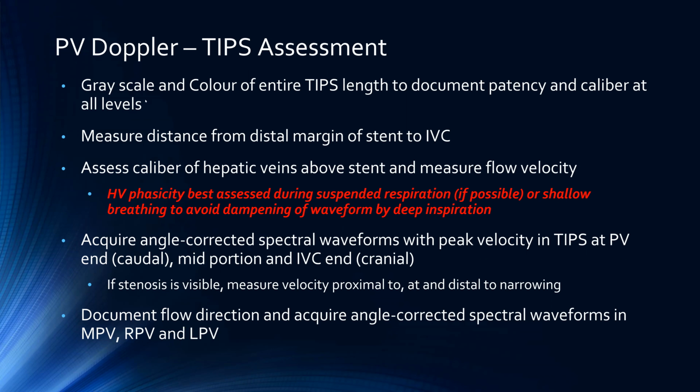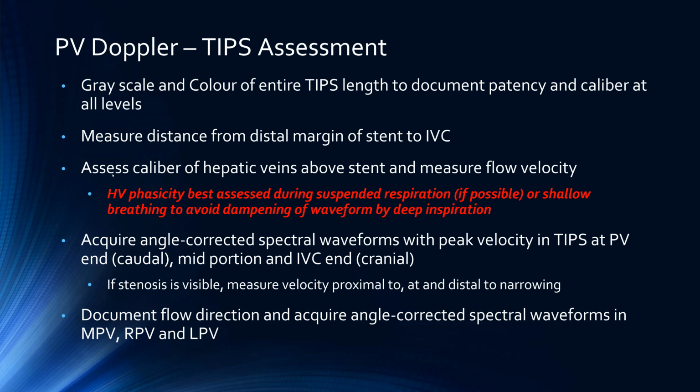Just to go over what we should be doing for those in general terms, that's going to require a grayscale and color Doppler assessment of the entire TIPS length to document patency and caliber at the various levels. The other thing that needs to be done is to measure the distance from the distal margin of the stent to the IVC. Sometimes these stents are placed into the right or very occasionally the left portal vein in terms of the caudal end, and there may be a variable length of the hepatic vein that is preserved from the stent to the IVC that needs to be measured.